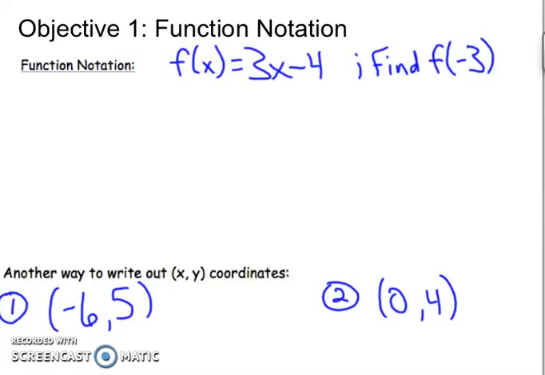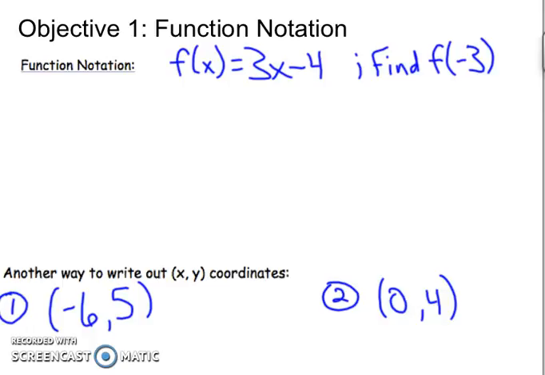Alrighty, objective 1, function notation. For this part of the introduction of functions and notation and all what that means, I care about three things. Please take a moment to write down function notation and f of x equals 3x minus 4, and then find f of negative 3. The given function f of x equals 3x minus 4, and I want you to find f of negative 3.